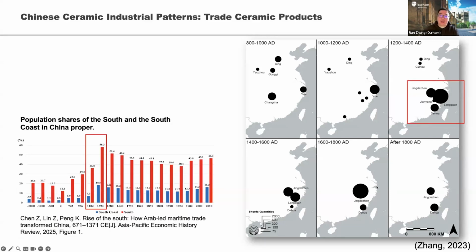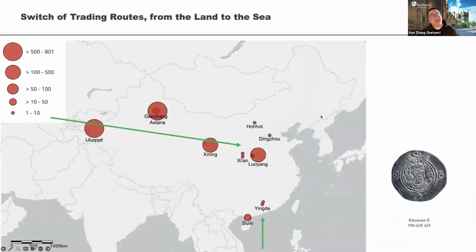I think this result is really parallel, and has also been emphasized by Professor Chen Zhiwu in his previous lecture. He mentioned the peak of the population in South China, but you can see in the trade ceramic industry we have the same pattern, very parallel evidence. And we can see from Tang China the switch from land to sea trade by the distribution of Sasanian coins inside of China.